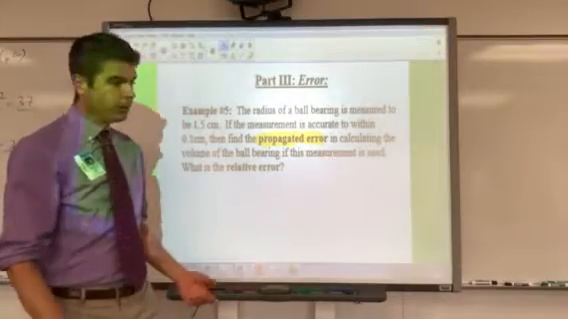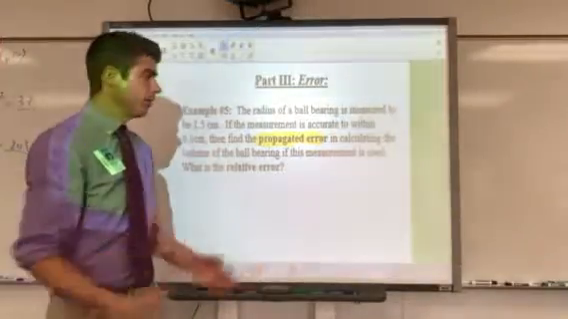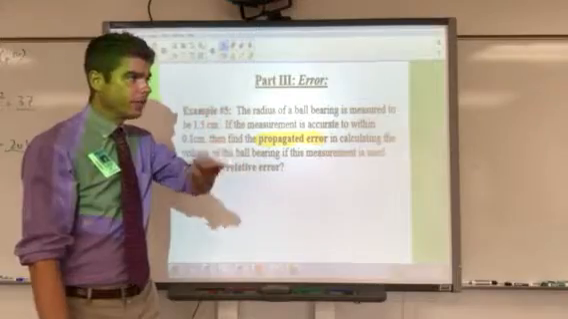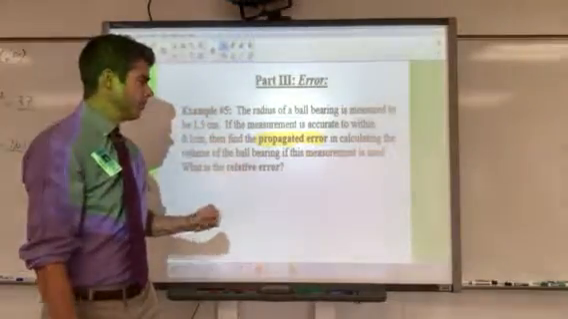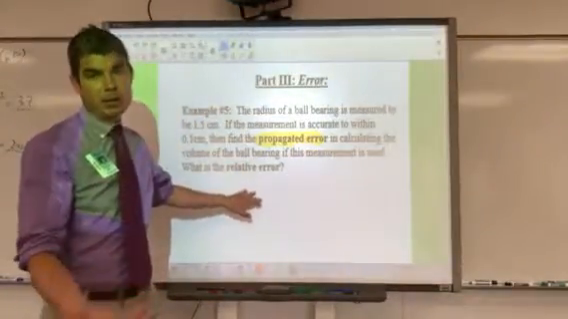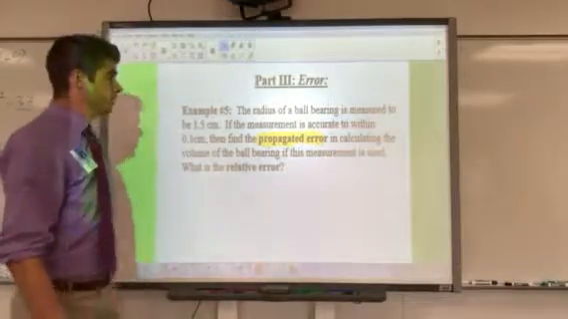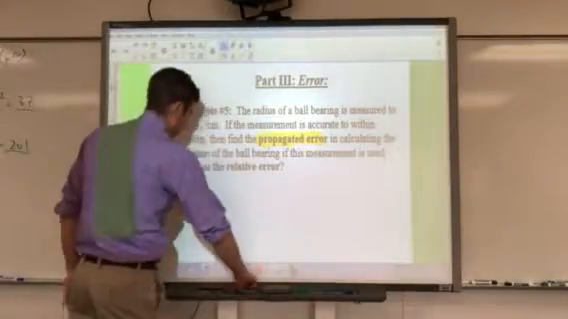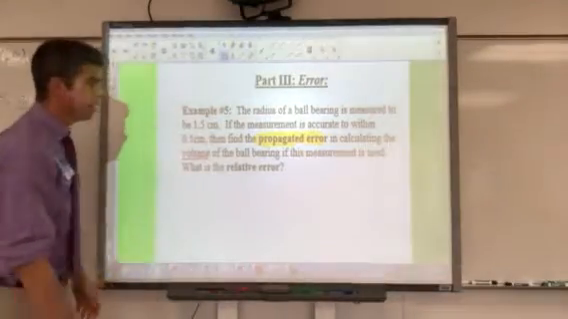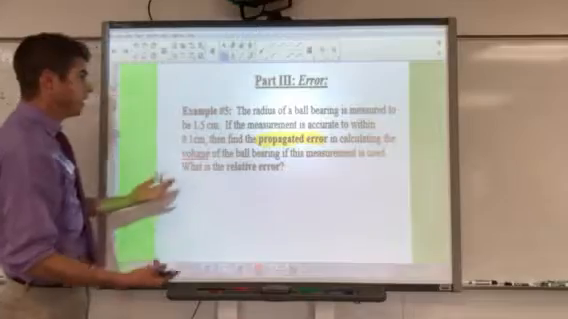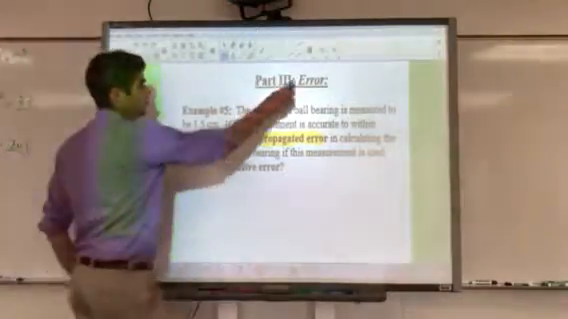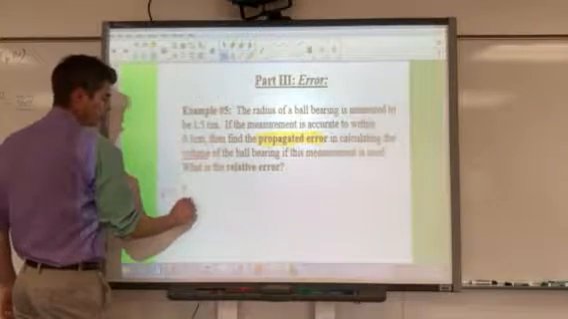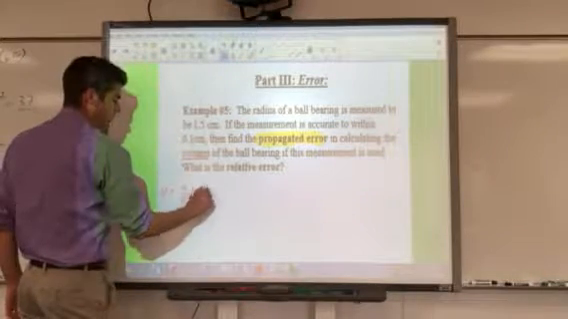So what is that new error? If you compare that to what you should have got with 100% accuracy, then we call that relative error. And if you multiply by 100, you get percentage error. So if I want to find propagated error when measuring volume here, I need to think about the volume of a sphere, which is 4/3 pi r cubed.